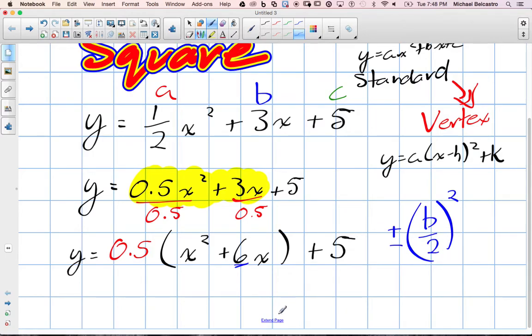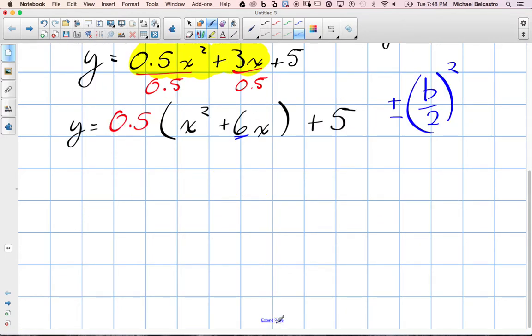Sometimes they call it an on the side of an envelope calculation, but it's a side calculation. So our new b value is 6. So 6 divided by 2, squared, and we're going to use the positive and negative value of that. 6 divided by 2 is 3. So we're going to have 3 squared, again positive and negative, and 3 squared is 9. So positive and negative 9.